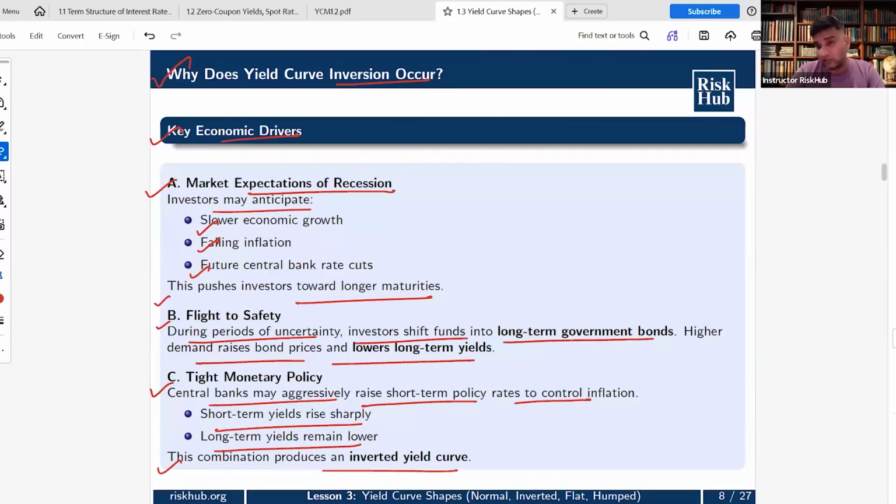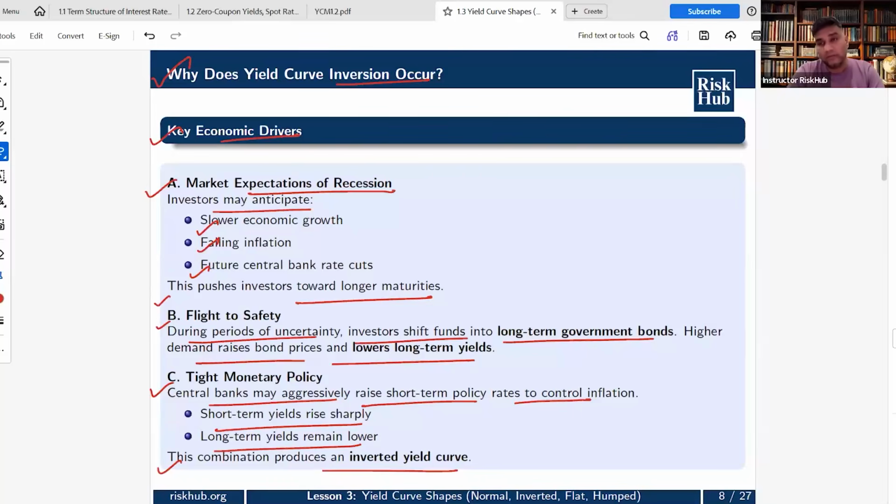So inversion has two mechanical roots, right? The short end rises and the long end falls. Two ideas that get confused are bear flattening and bull flattening. Bear flattening is when short yields rise fast, driven by tightening policy, and the rate level rises overall. Bull flattening is when long yields fall fast.